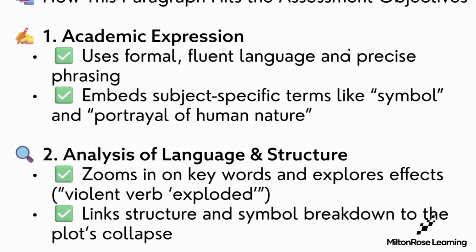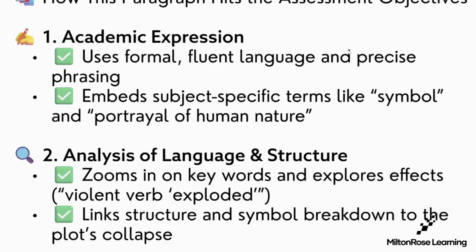AO2, if we can put it that way, is analysis of language and structure. So it does zoom in on keywords and it explores the effects. So for instance, the violent verb exploded, it is zooming in, I can't hold that against it. And it's linking structure and symbols, such as the conch exploding, to the plot's collapse. So it is implicitly talking about structure and exploring the effects of that as well, which is quite nice.